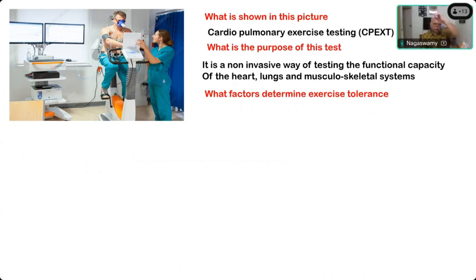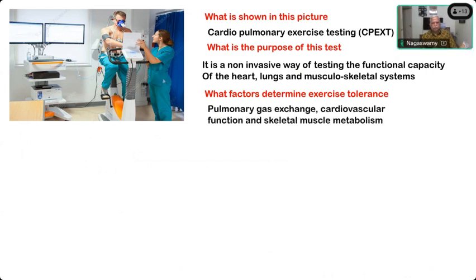What factors determine the exercise tolerance? Sir, maximum oxygen consumption and the maximum heart rate. What factors determine exercise tolerance? Pulmonary gas exchange, cardiovascular function, and skeletal muscle metabolism. Okay, these are the three things.